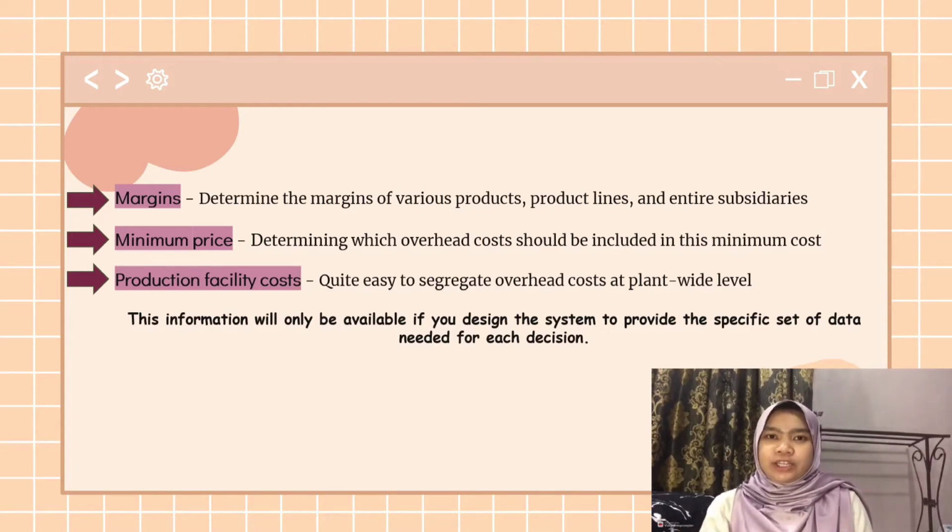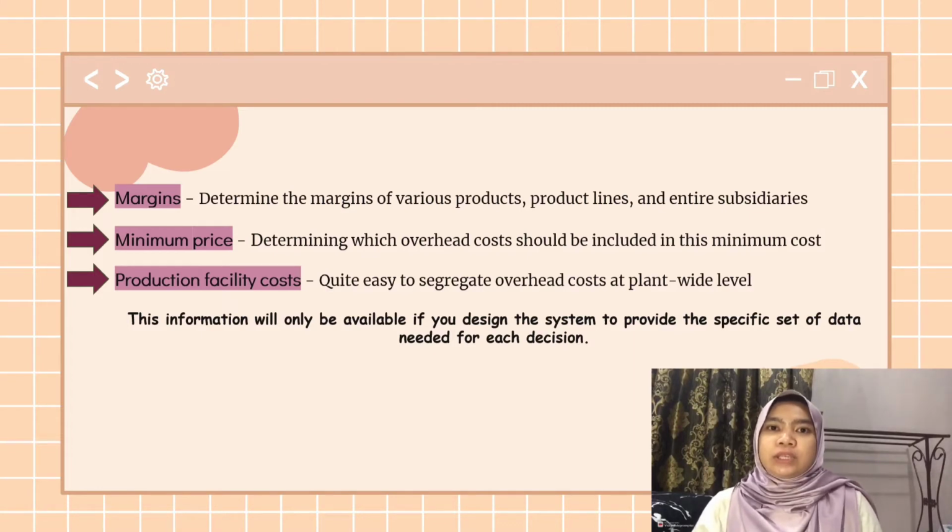In addition, minimum price. ABC is very good for determining which overhead costs should be included in the minimum cost, depending on the circumstances under which the product is being sold. That's why product prices are really important based on market price. But the marketing manager should know what the cost of the product is in order to avoid selling a product that will make the company lose on every sale.